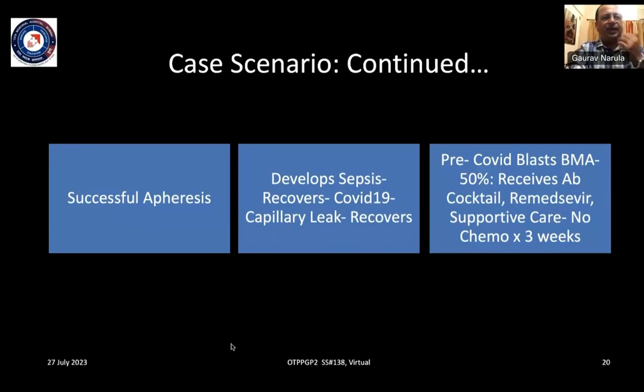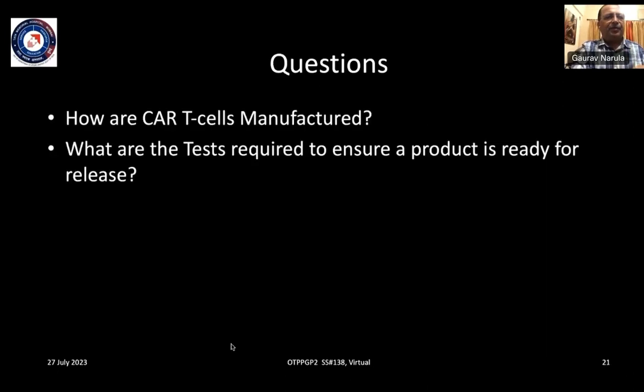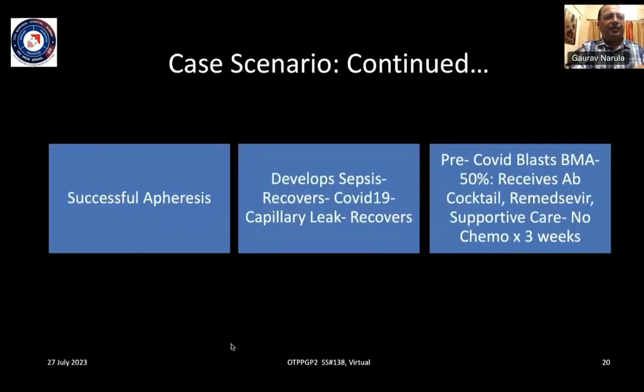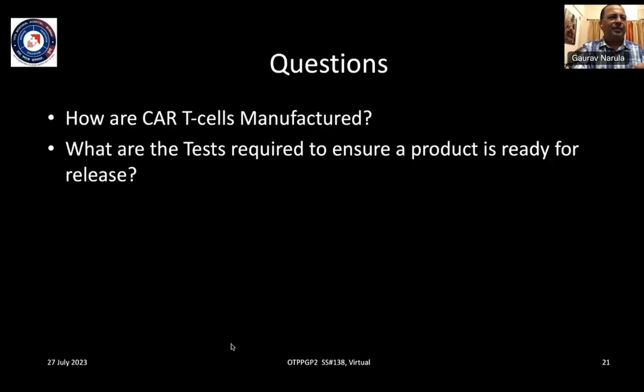So the patient receives the antibody cocktail, remdesivir, and supportive care, but by this time 3 to 4 weeks have gone and there is no chemo. So the patient whom we were trying to keep in good condition has now become very unwell. Fortunately for us, the patient started improving, and all the risks were anyway explained. Then from the COVID ward, we were able to transfer the patient back and continue with the CAR-T. So we'll come back to that later.